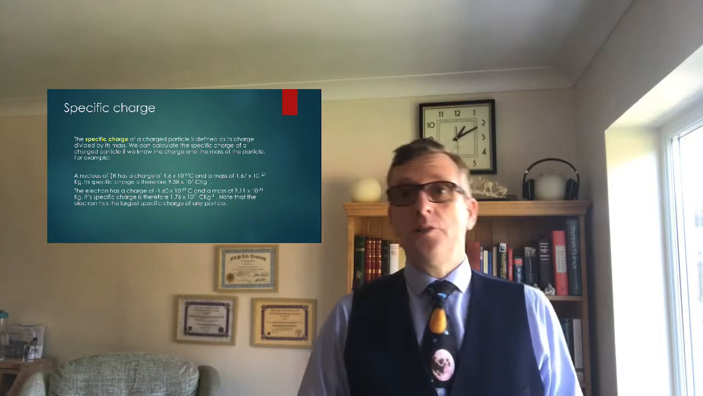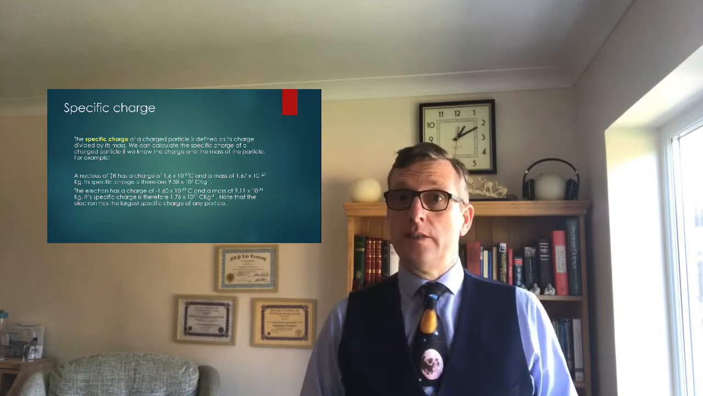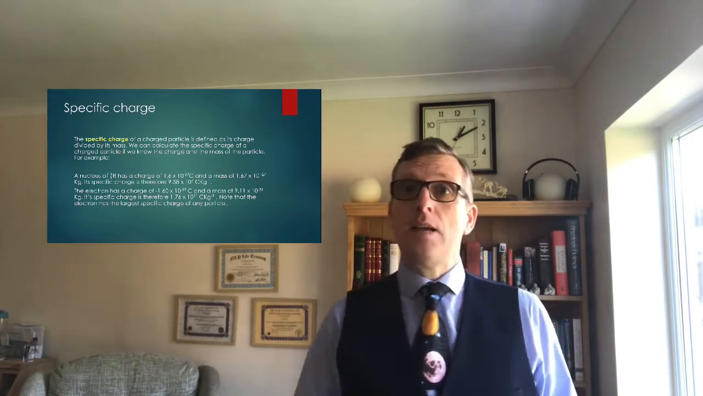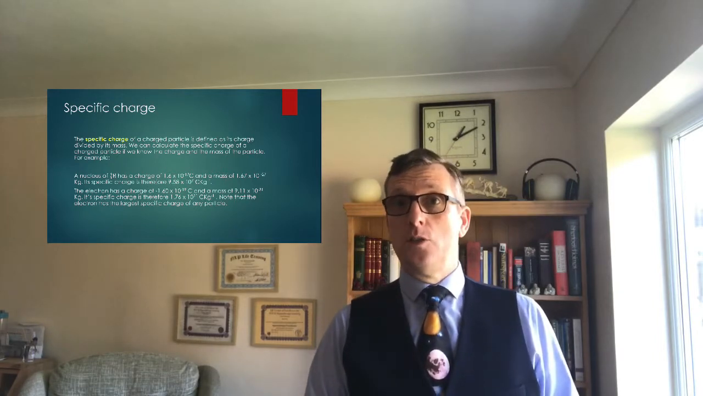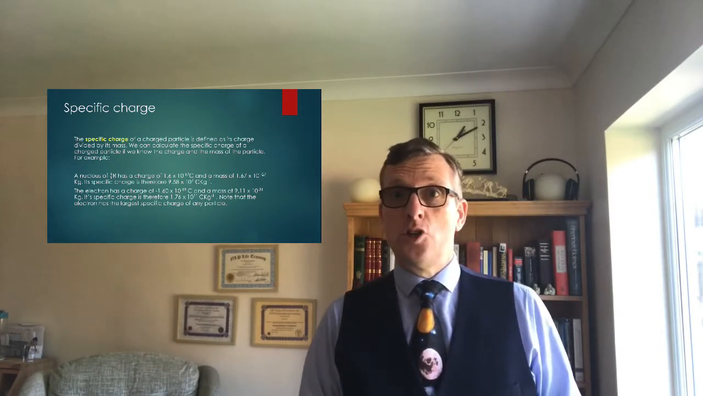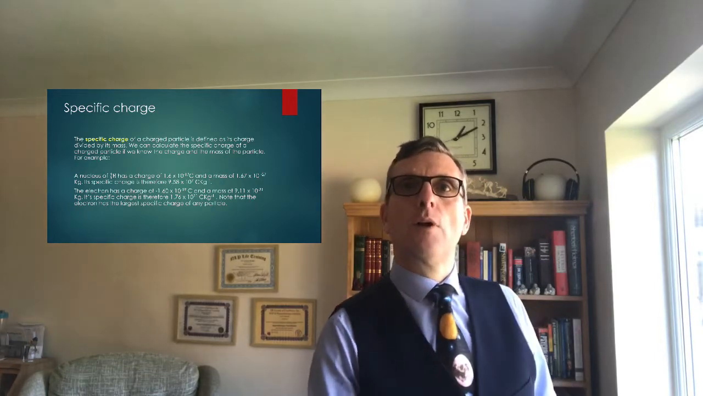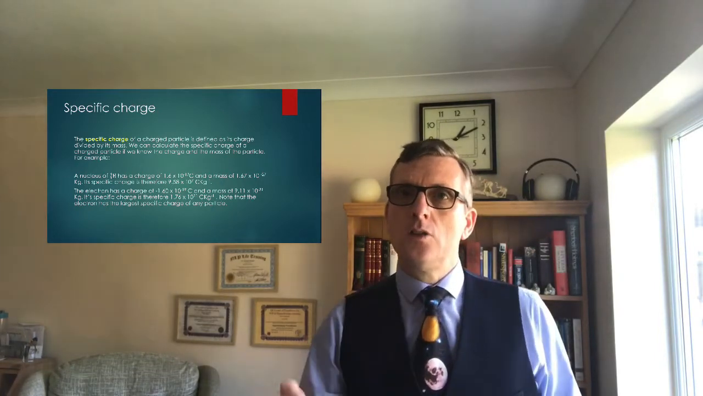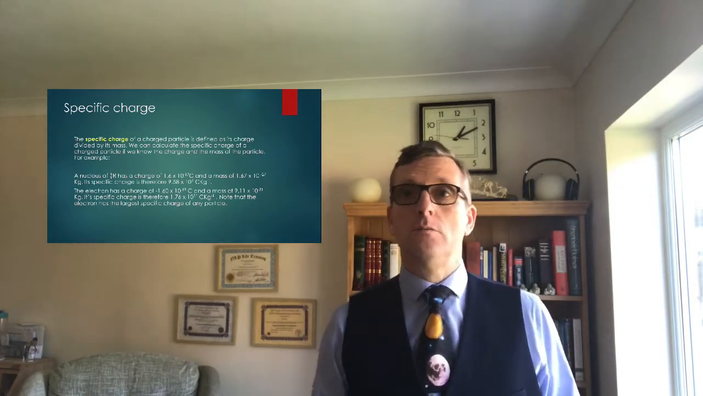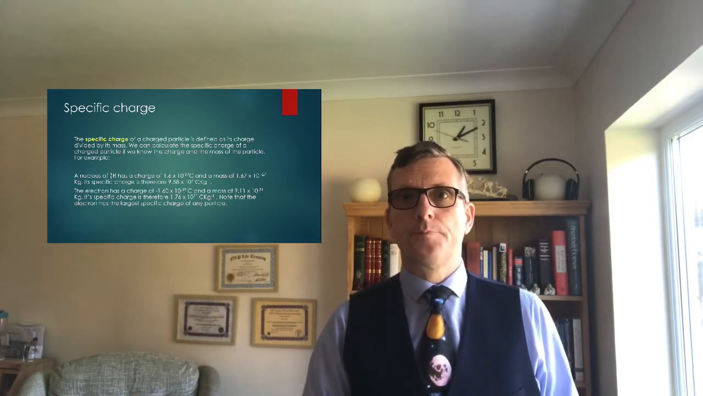The electron has a charge of minus 1.6 by 10 to the minus 19 coulombs and a mass of 9.11 by 10 to the minus 31 kilograms. Its specific charge, therefore, is 1.76 by 10 to the 11 coulombs per kilogram. Note that the electron has the largest specific charge of any particle, mainly down to its tiny mass.